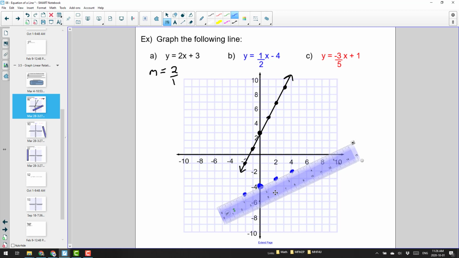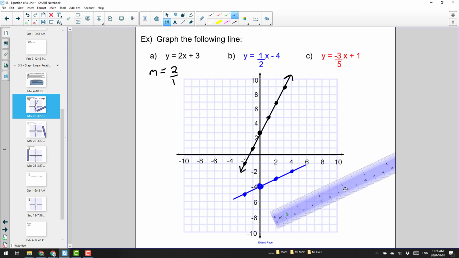This depends on your knowledge, and we need to know what the b value is, our y-intercept. We need to know what slope is, that idea of rise over run to get our patterns. But if we understand those two things, you can see how quickly we're graphing. Right, this third one in red, -3 over 5x plus 1. So my y-intercept is here at +1.